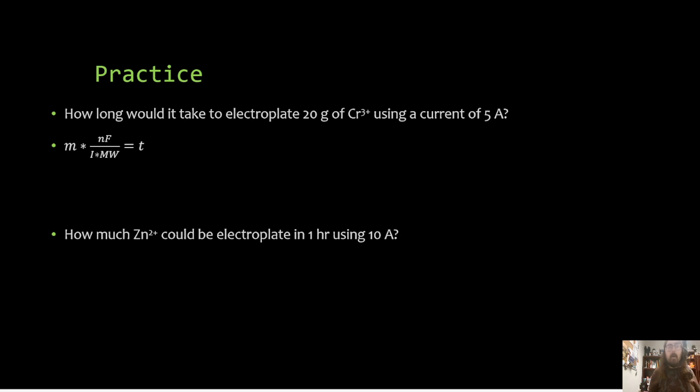But so how long would it take to electroplate 20 grams of chromium 3 plus if I use a current of 5 amps? And then how much zinc 2 plus could be electroplated in 1 hour at 10 amps? Please note that current is coulombs per second, so any time period, you have to convert into seconds for that to work.